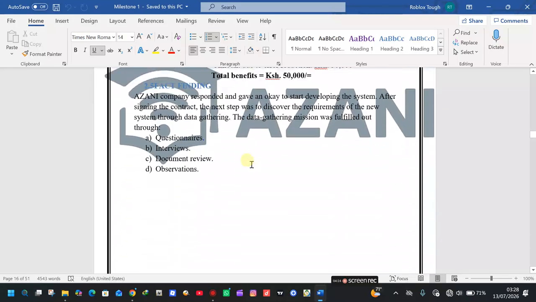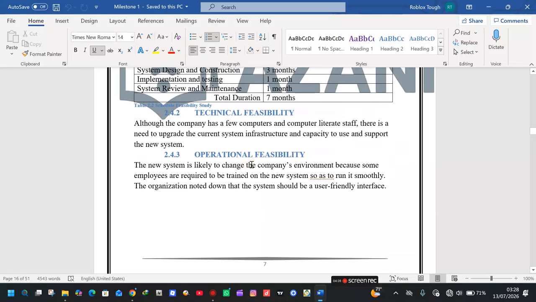The next part will be going through the fact-finding methods that were used, which include the surveys, interviews, and all that.